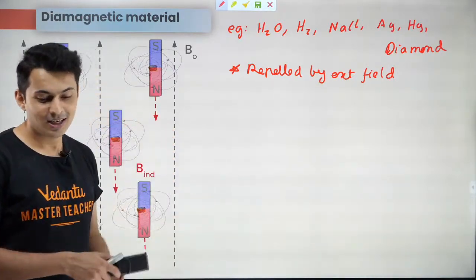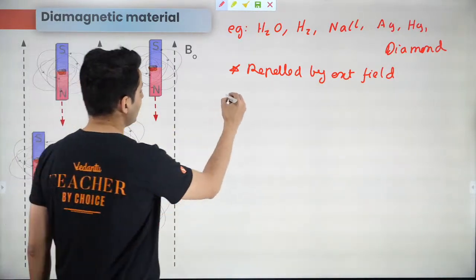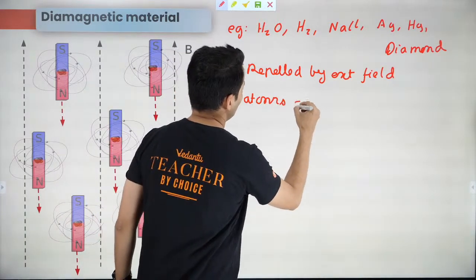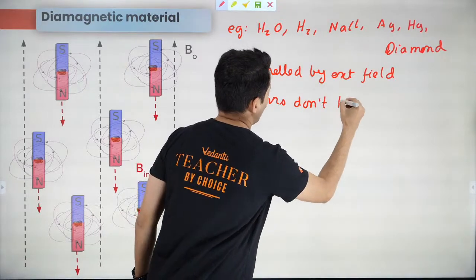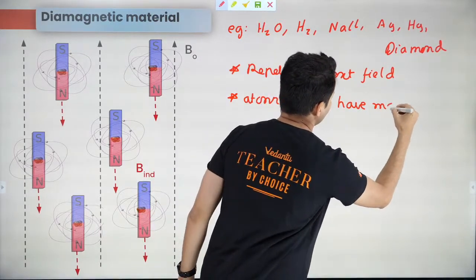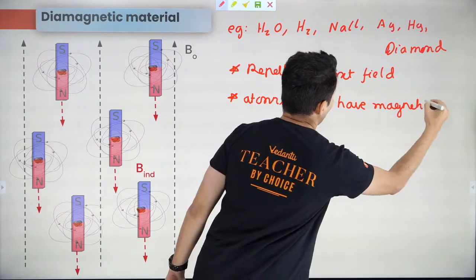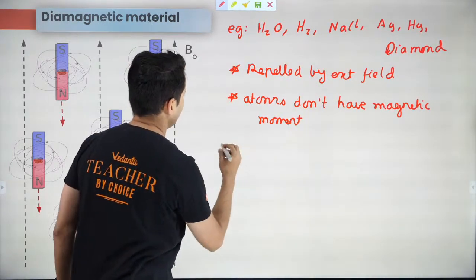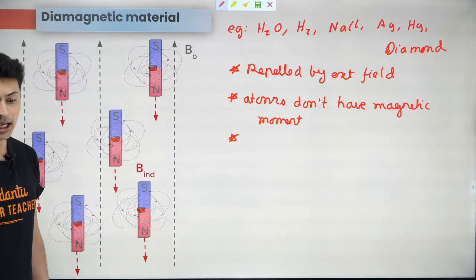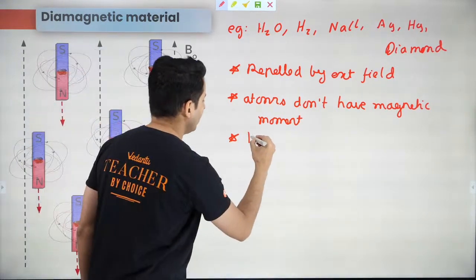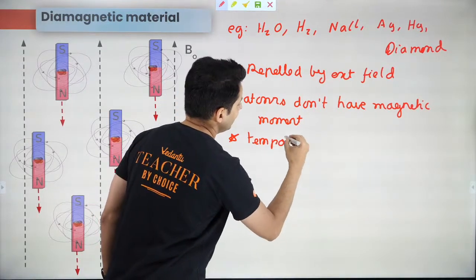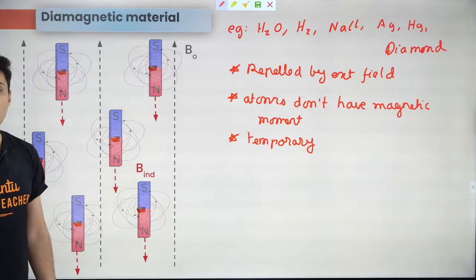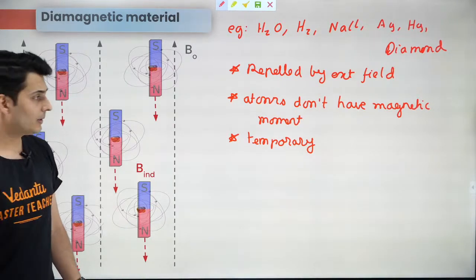So very important property. Another thing, atoms don't have magnetic moment. Understand that. Okay, very important. And this is a temporary phenomenon. That means as soon as the external field goes, the induced field will also go away. Very important.